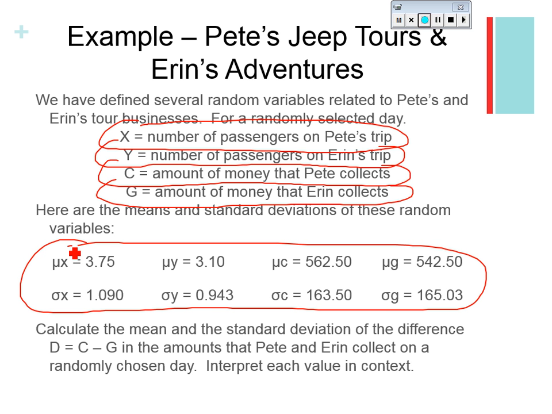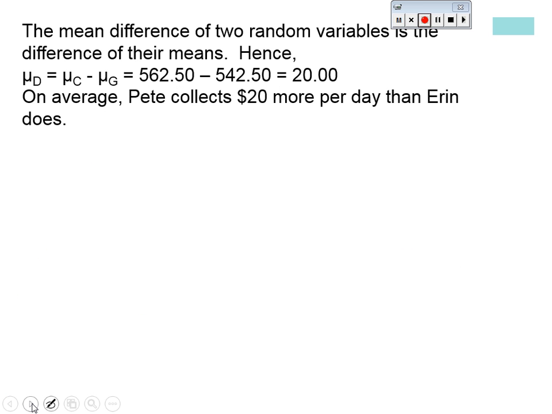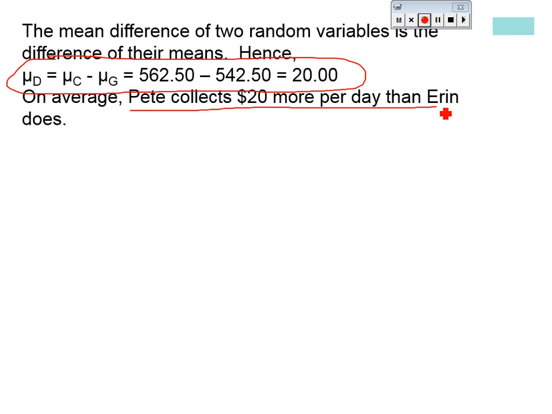So the question says, calculate the mean and standard deviation of the difference, and we're going to define the difference as being C minus G, in the amount of money that Pete and Aaron collect on a randomly chosen day, and interpret each value in context. So as far as finding what the difference in their means would be, all we would simply do here is to just subtract the amount of money that Pete expects to collect minus the amount of money that Aaron expects to collect. So we would say here on average that Pete collects $20 more per day than Aaron does.